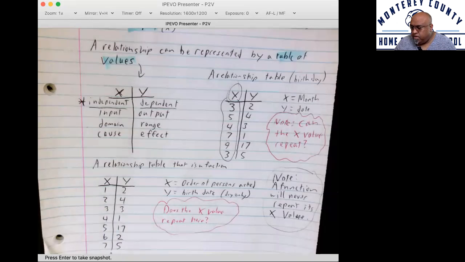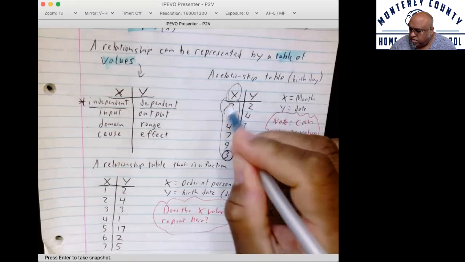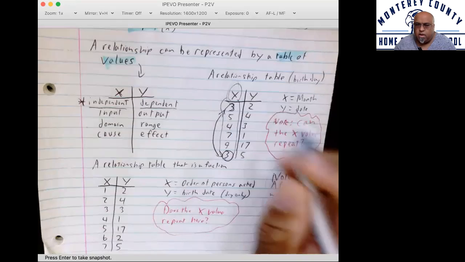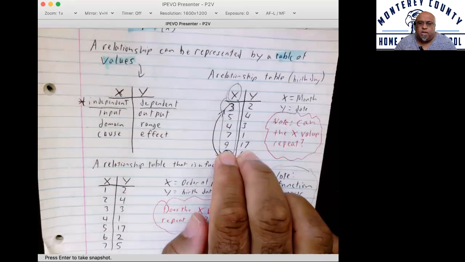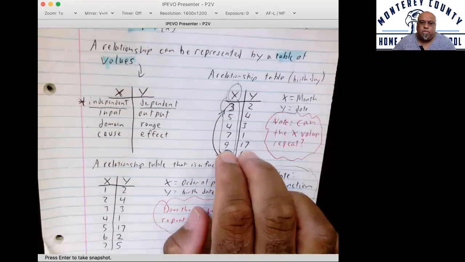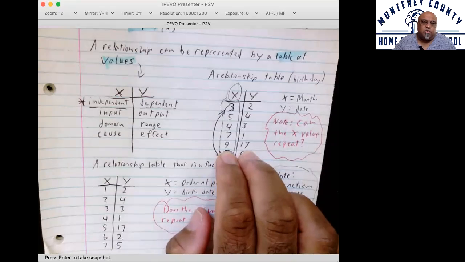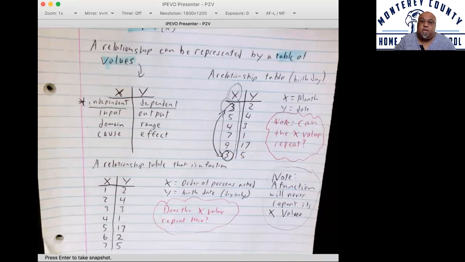Now, in a function, note here, a function will never repeat its X value. Okay, what do I mean by that? Now, in this table here, the number 3, representing the month of March, repeats. Even if I didn't put this number here, it very well likely could have been. If you asked any random group of people what their birthday is, 2 of them would have the same month, because there's a 1 in 12 chance of that. Now, the same month and the same date, that's a much more rare occurrence. Even at that, it does happen.